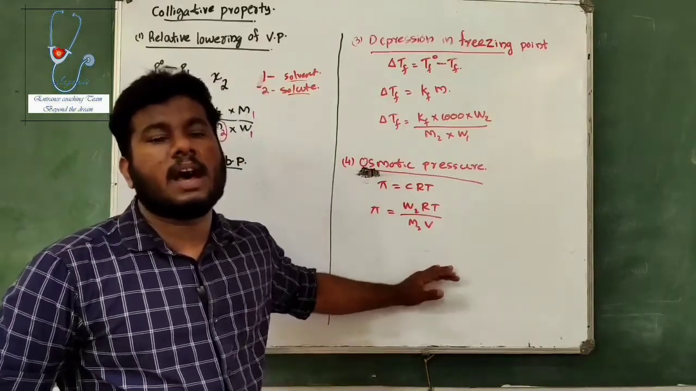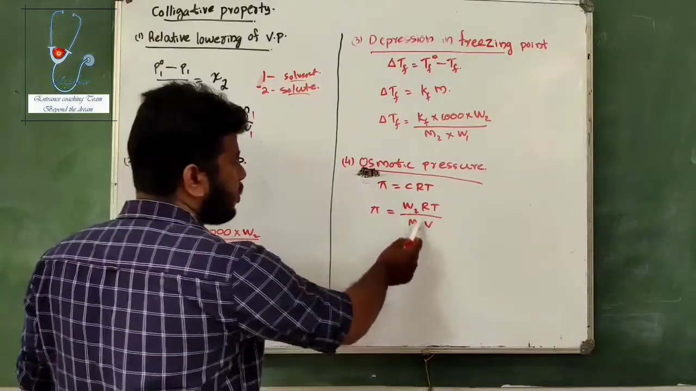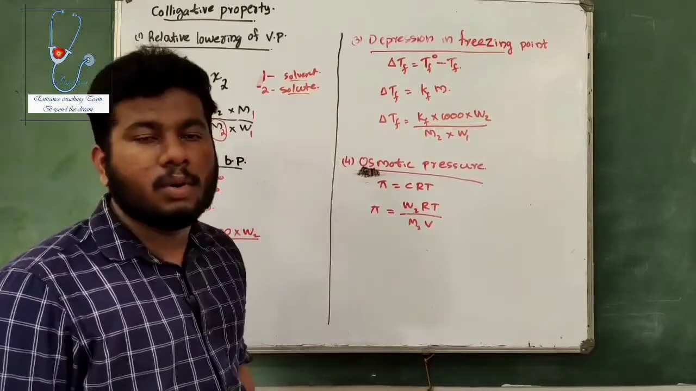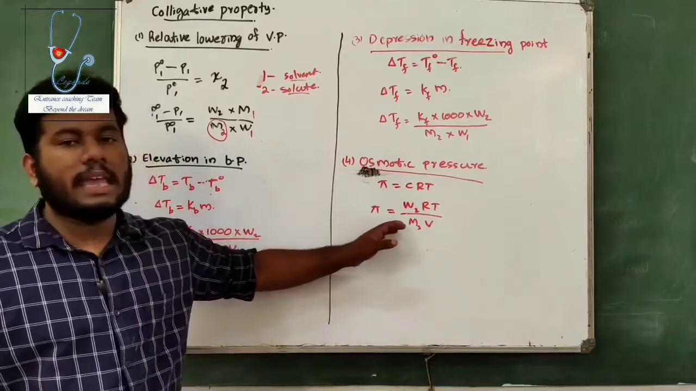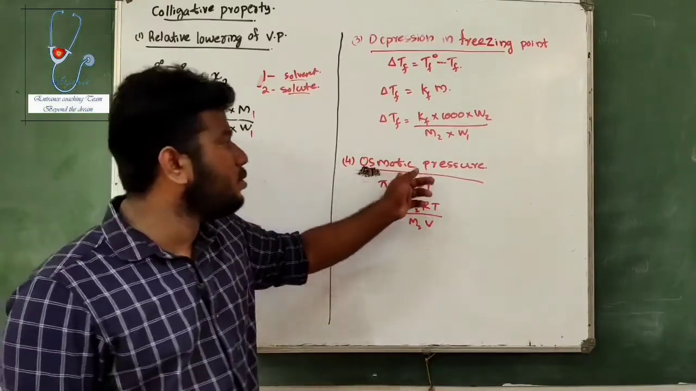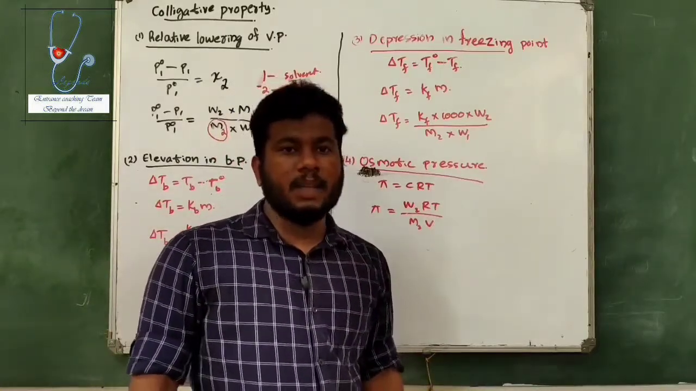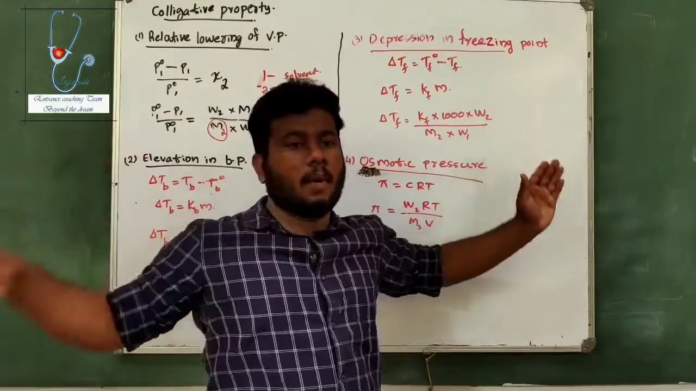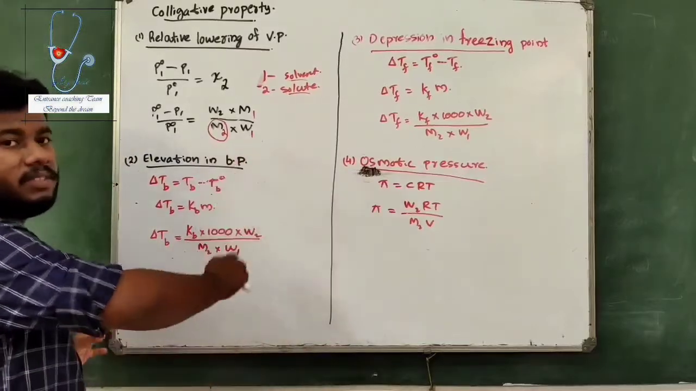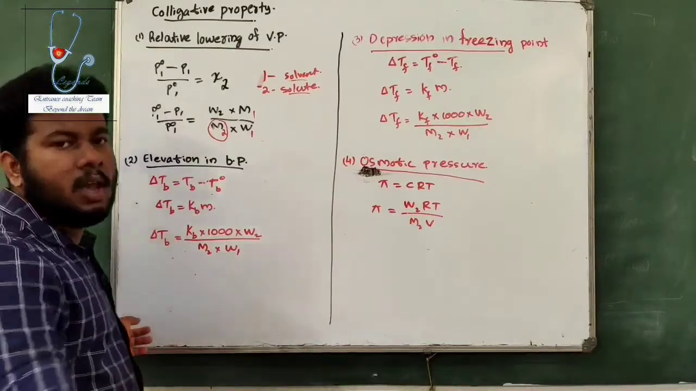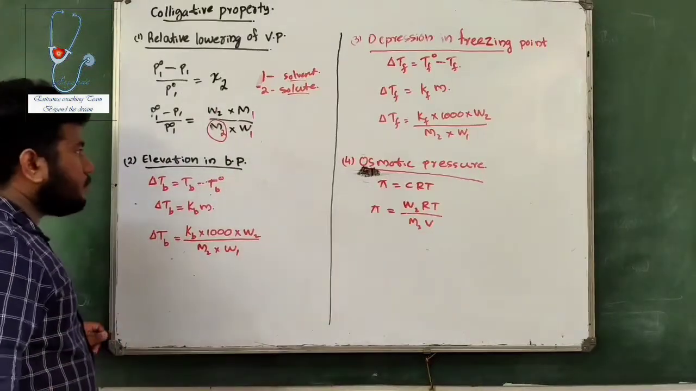Osmotic pressure is very useful for calculating the molecular mass of proteins and macromolecules, or biomolecules and proteins. We can calculate molecular mass very easily by using the osmotic pressure of biomolecules and proteins. Okay, these are the four colligative properties. These equations are very important in your exams, and you must study them and connect them with your own ideas.